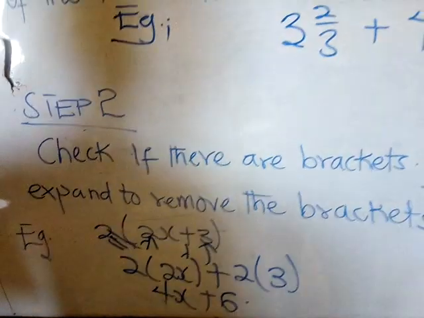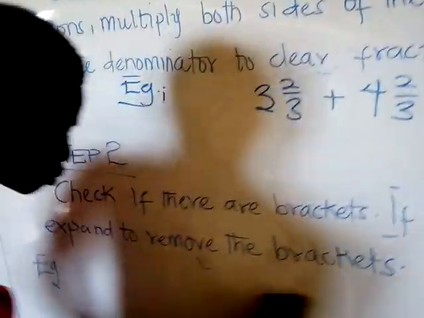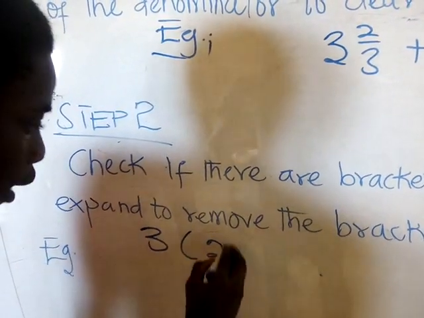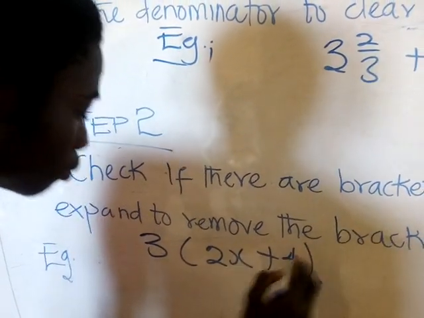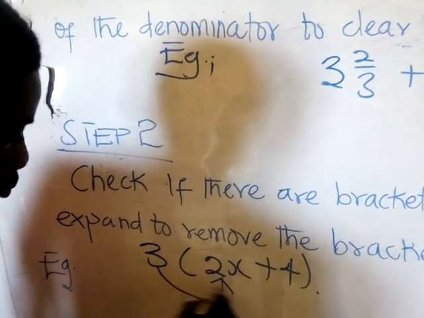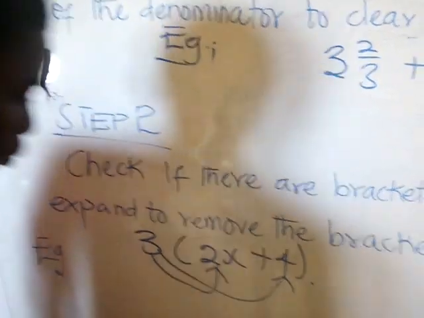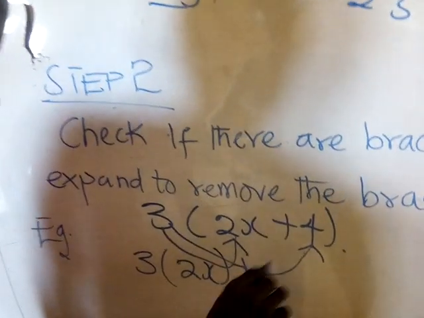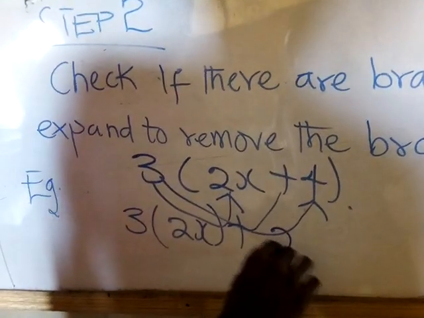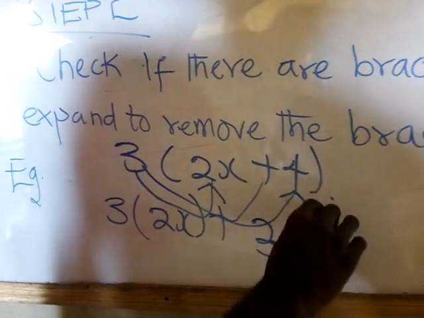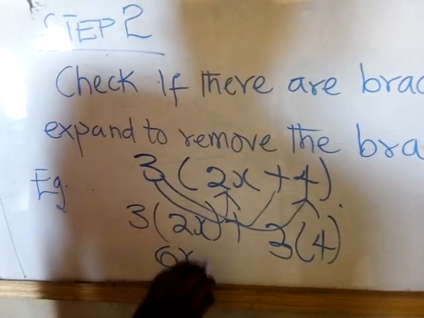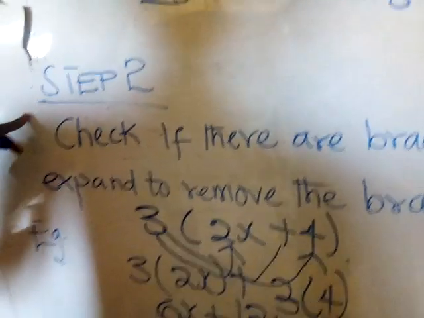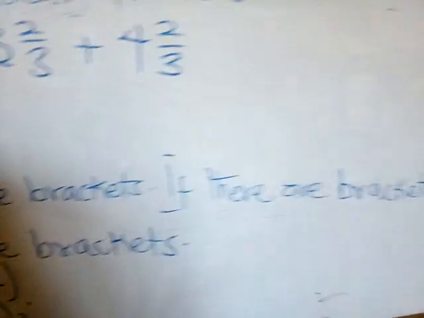Let's try another example. 3 multiplied by 2x plus 4. So this one will take this one, and this one will also take this one. So it becomes 3 multiplied by 2x plus 3 multiplied by 4. So it becomes 6x plus 12. So this is for step 2. Now let's get to step 3.